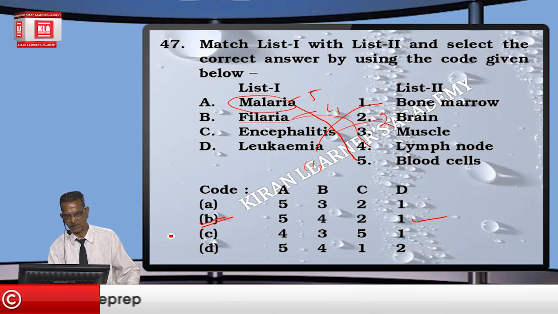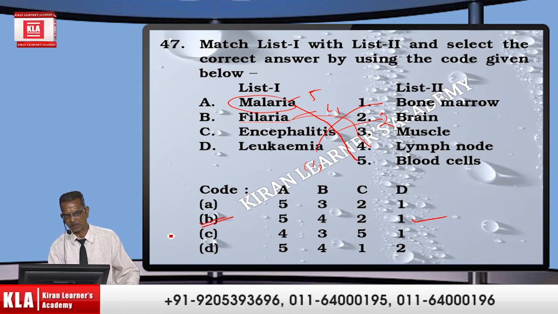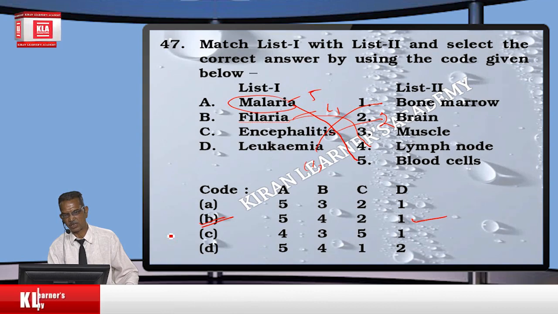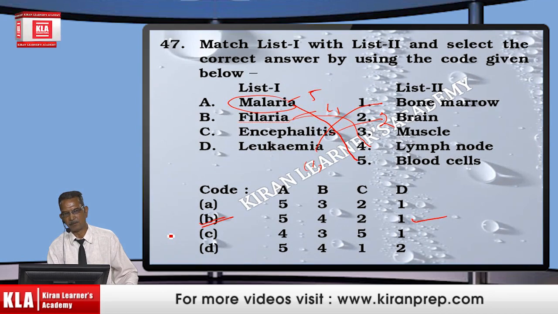Malaria, blood cells, it destroys RBC. Filaria thrives in the lymph nodes. Elephantiasis damages the brain. And leukemia, that means the blood cancer, is caused because of the bone marrow. Improper development of blood cells in bone marrow is called leukemia.